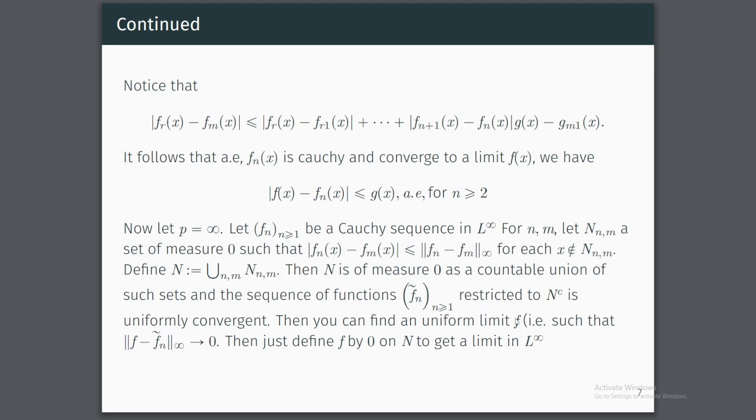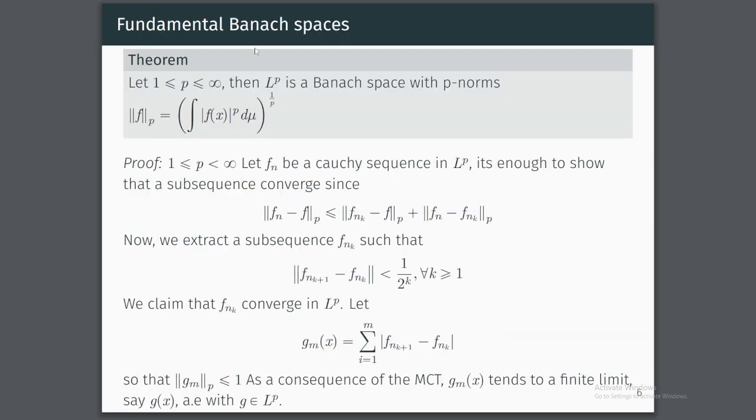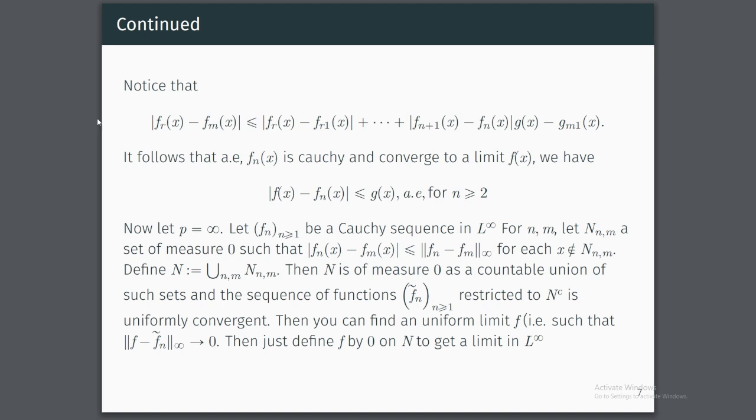If you want to be a bit more explicit, that's why I added this comment: you can just define f to be 0 on the null set N, and get the limit in L infinity. So that's basically the proof. This is how Brezis does it, at least. I'm not familiar with other proofs. I could be wrong, but I think this is usually the one people default to for proving that LP is Banach.